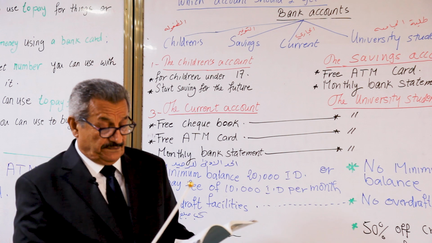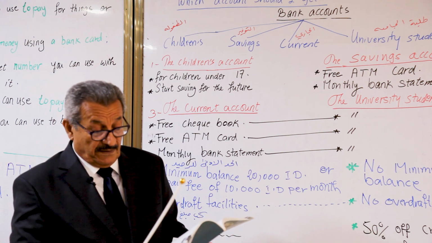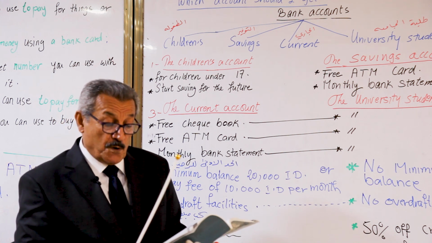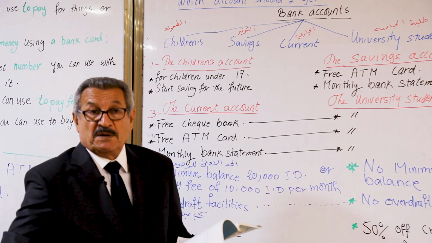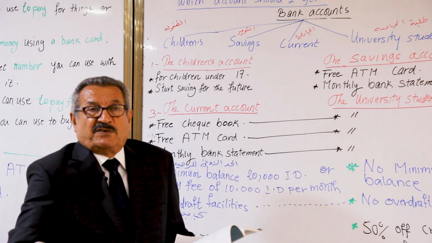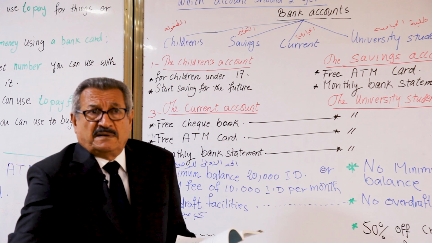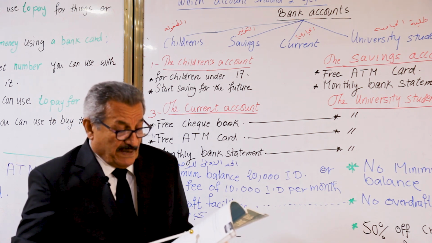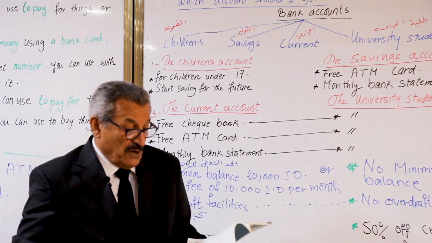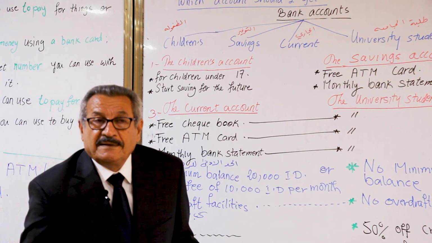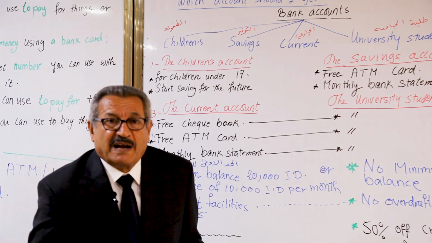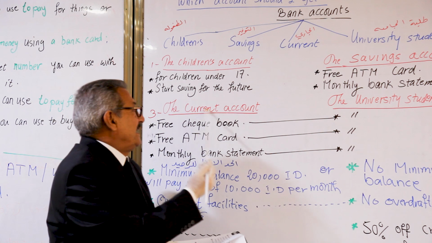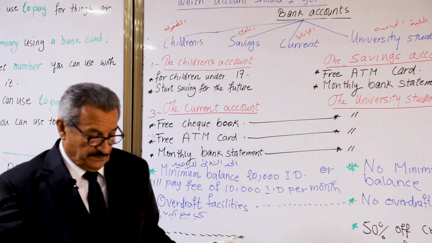Number 4, if you think you might need to spend more money than you have in your account, this is the overdraft facilities. If you want to spend more money than you have in your account, which account should you get? Where do we find the overdraft facility? Of course, in the current account.